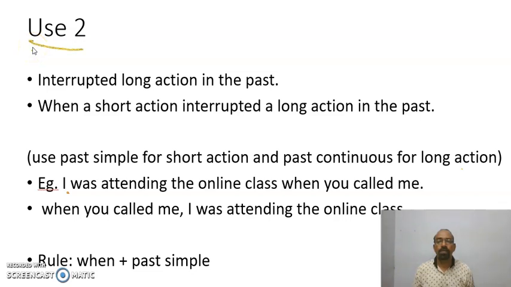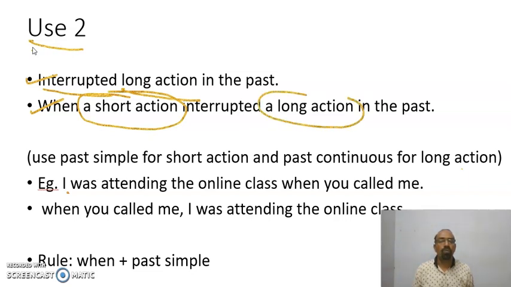The second use of past continuous: interrupted long action in the past. To present a long action, somehow it is interrupted in the past itself, when a short action interrupted a long action in the past. So the coincidence of two actions. Between these two, one is a short action and another is a long action.